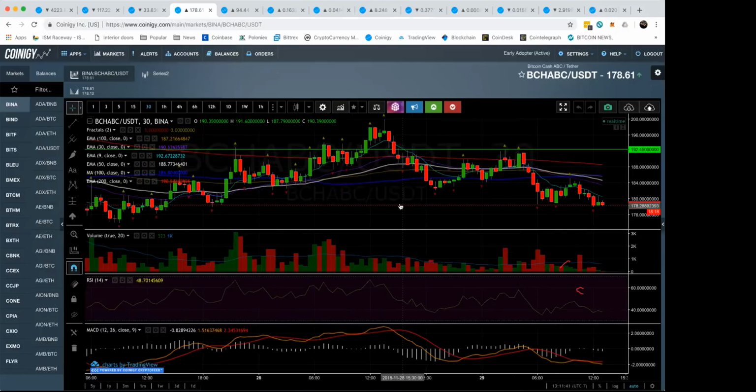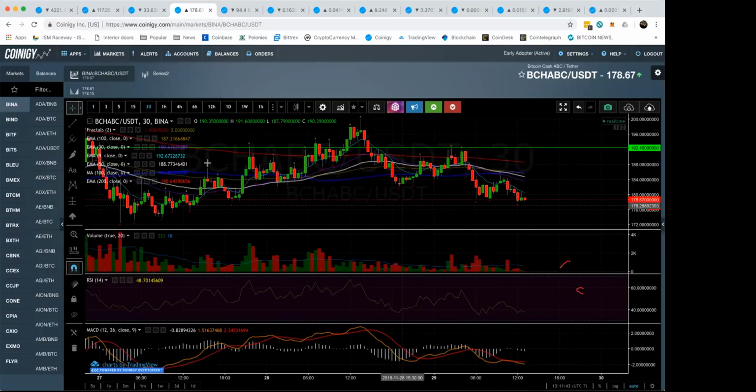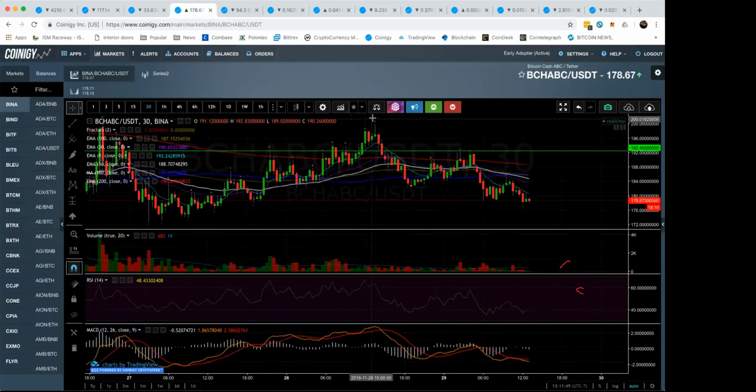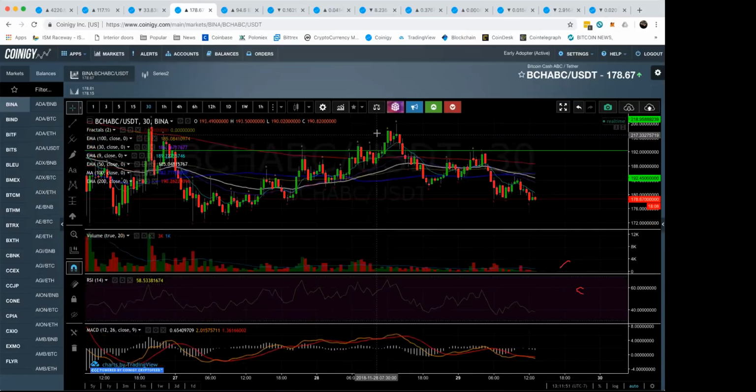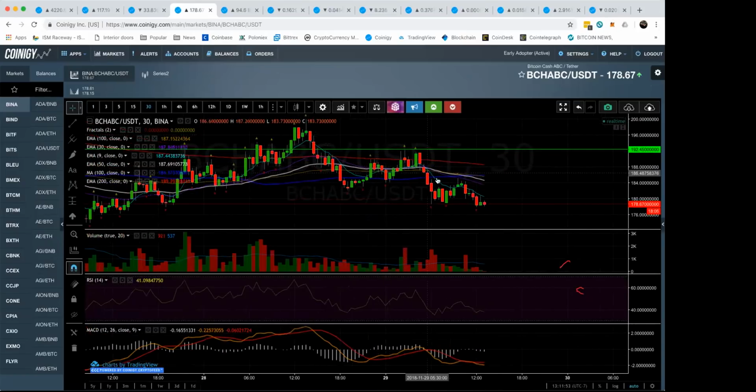So it hasn't really done much for the past few days. It had a nice run up from here. We topped off at $200, but since then we haven't done much to it. It's been falling underneath the 9 EMA since earlier this morning, and we've just been on a downtrend here. There's really nothing indicating that.